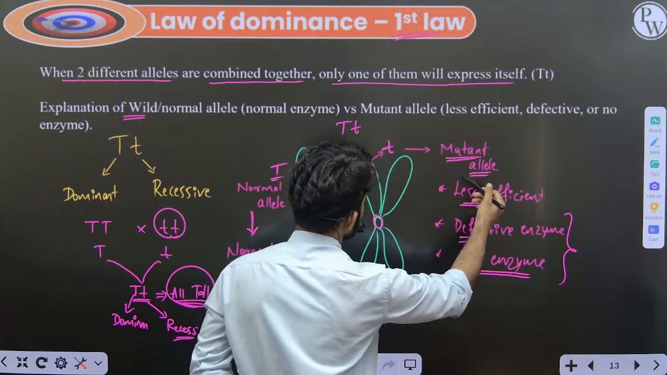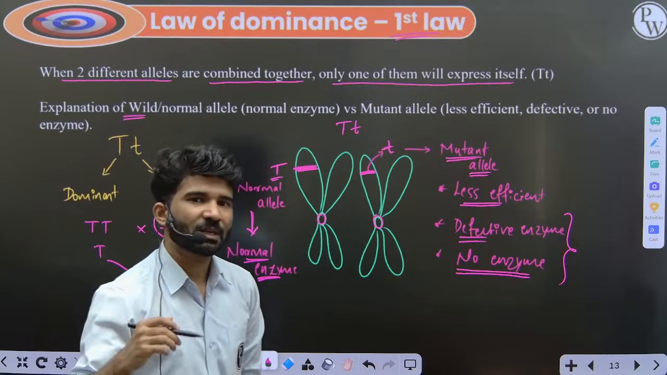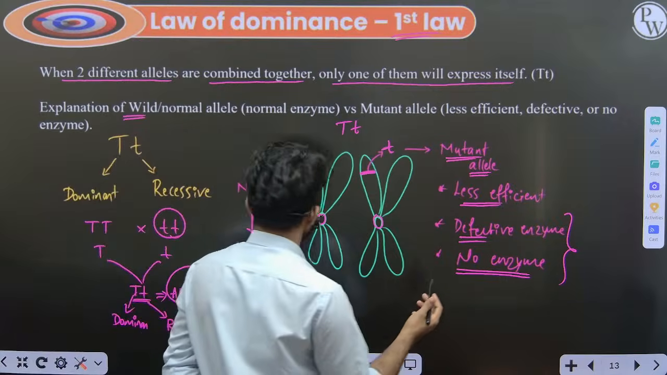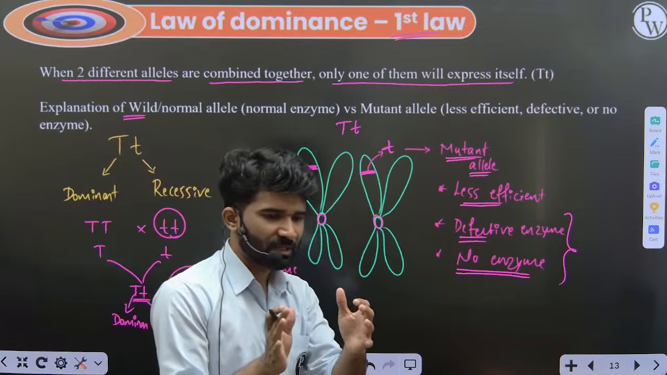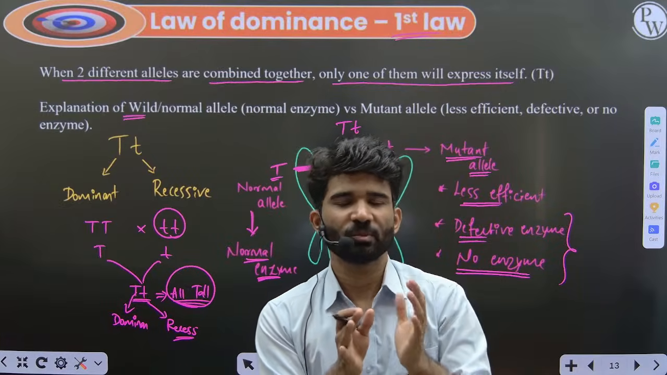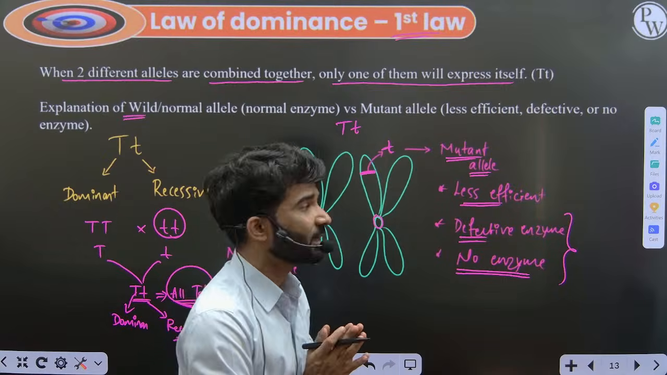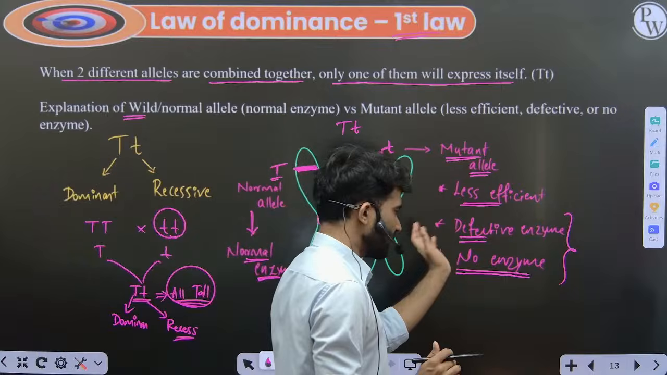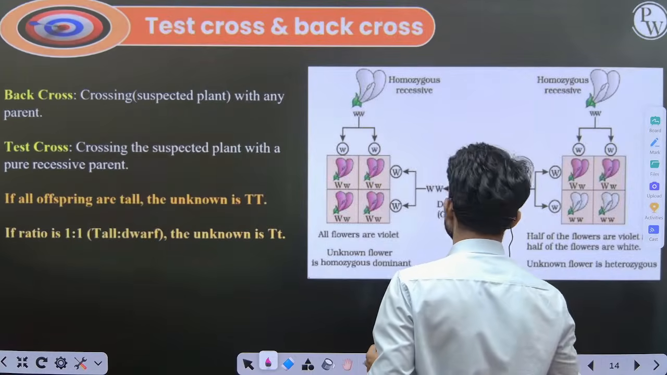The mutated one is defective. When characters are together, one will express and the other one will not exist. So this is about the law of dominance.